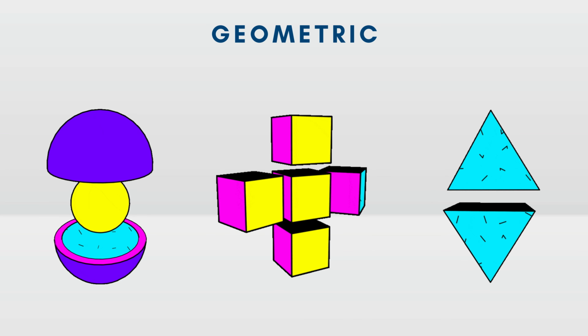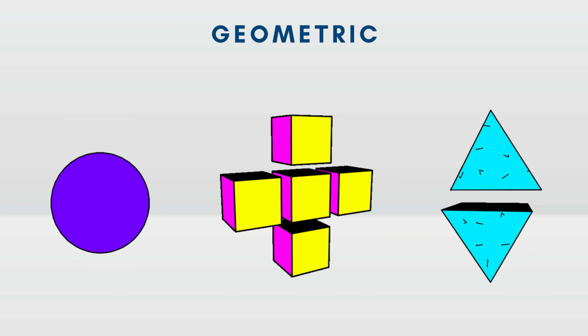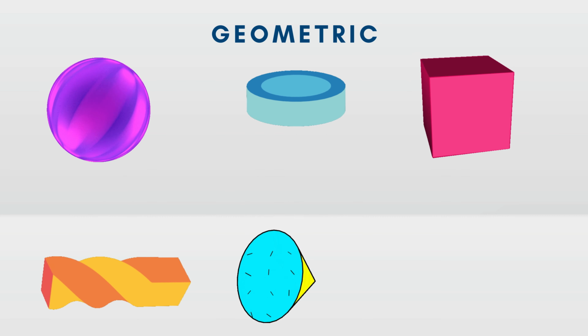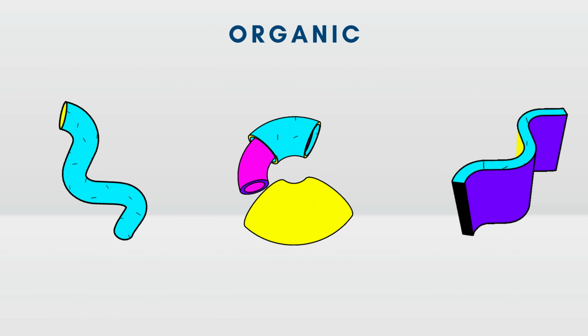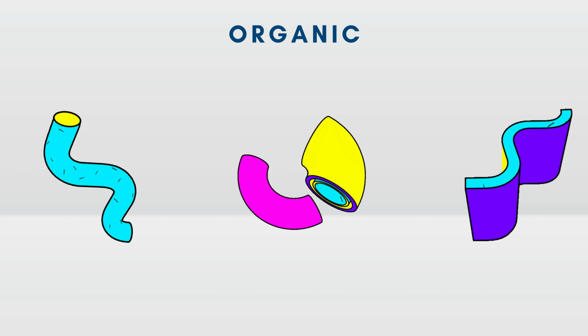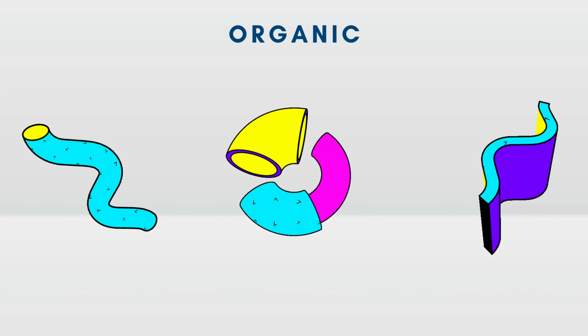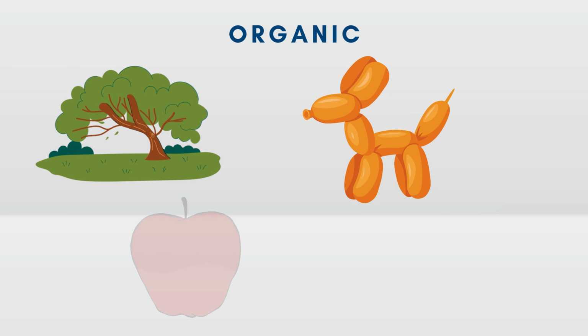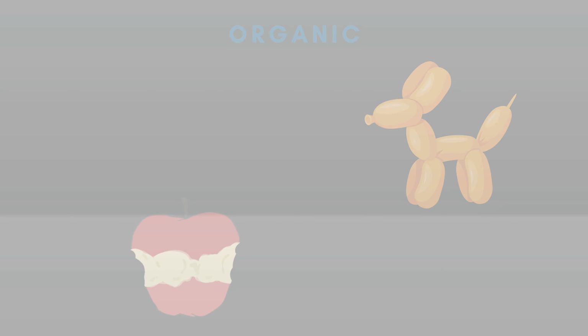Geometric forms consist of regular forms that can be easily measured, such as spheres, cylinders, cubes, rectangular prisms, cones, and pyramids. Organic forms consist of irregular forms that are usually found in nature and cannot be easily measured, such as trees, balloon animals, apples, and clouds.